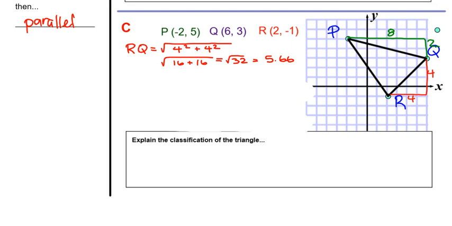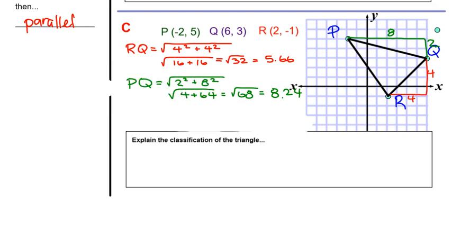Then the next segment that I did was the PQ segment, and PQ is 8 across and 2 down. The X distance is 8 and the Y distance is 2. So I did my calculation for PQ, and I got 2 squared plus 8 squared. That gives me 4 plus 64, total of 68. Took the square root of that. I got 8.24.